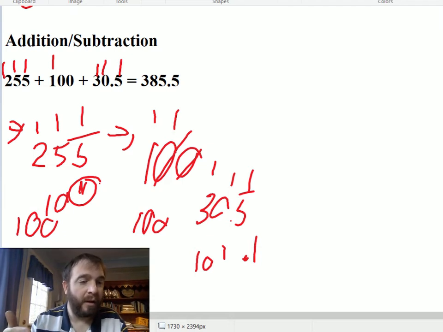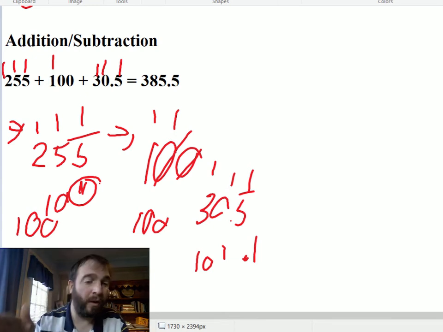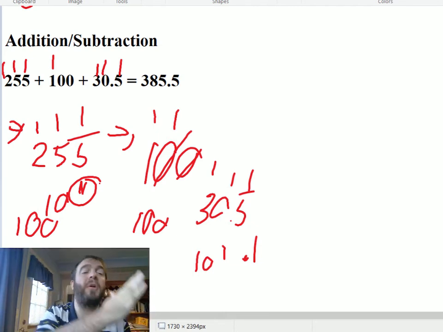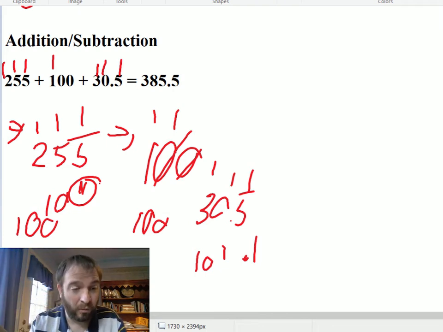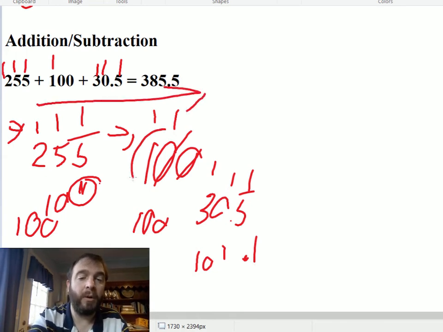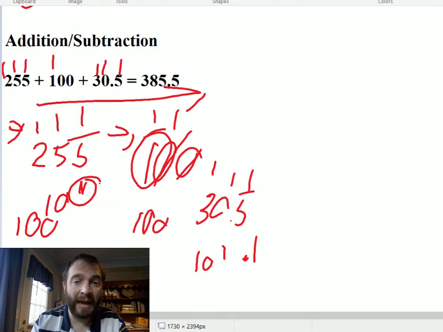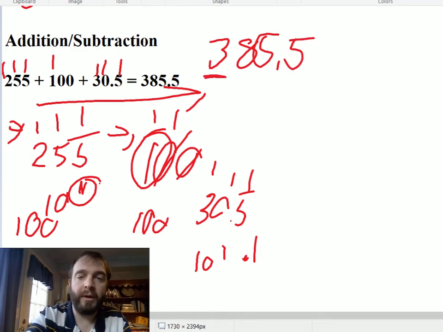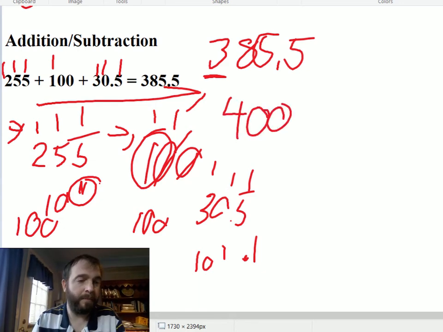Which one of these traveled the least? If we're moving across from left to right, which of these traveled the least? Well, 255 traveled all the way to the 1s place. 100 only traveled to the 100s place. And 30.5 traveled all the way to the 10th place. So the one that traveled the least from left to right would be the 100s place. So our answer has to be limited to the 100s place. So we have 385.5. We have to stop at the 100s place. Do we round up or down? We round up. The answer is 400.